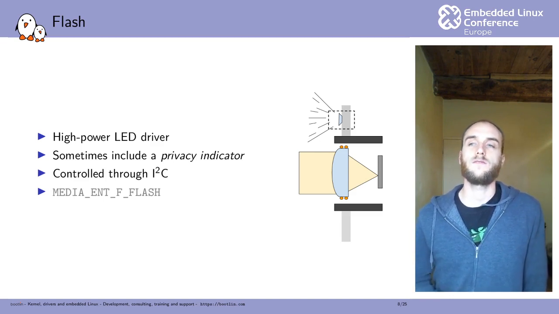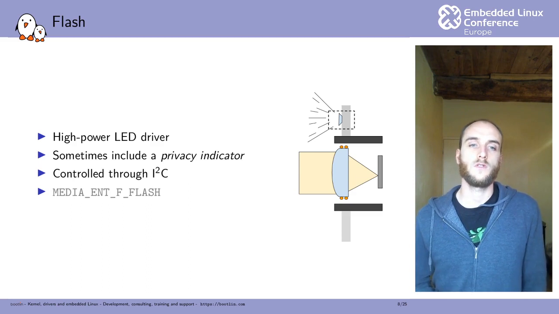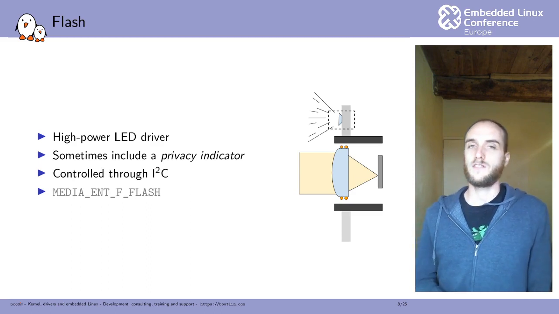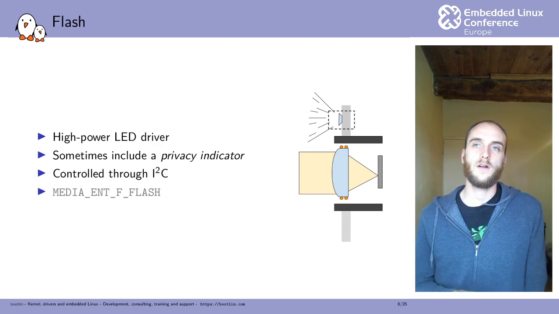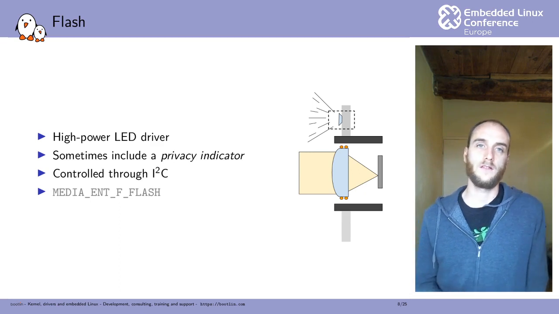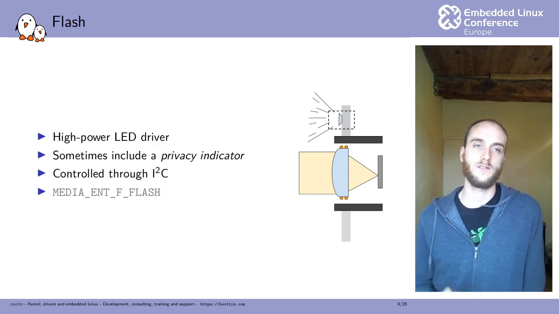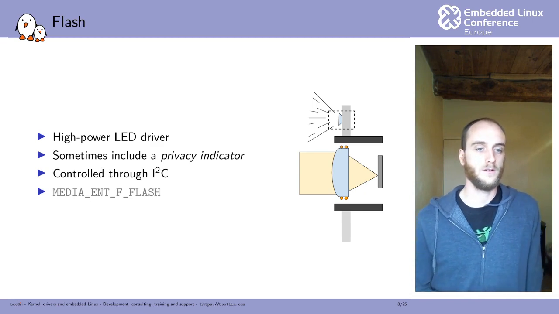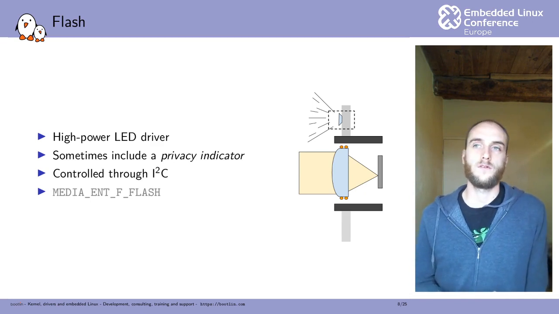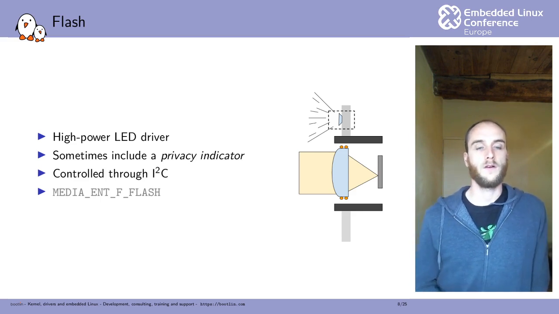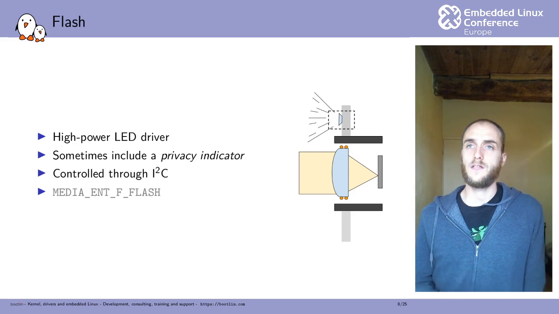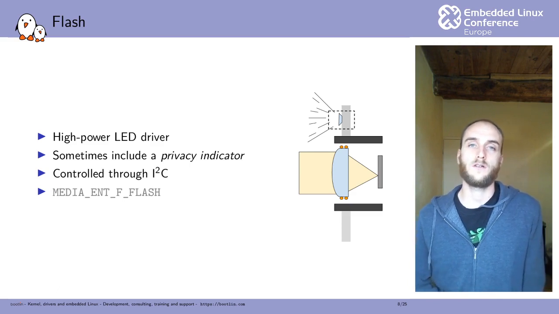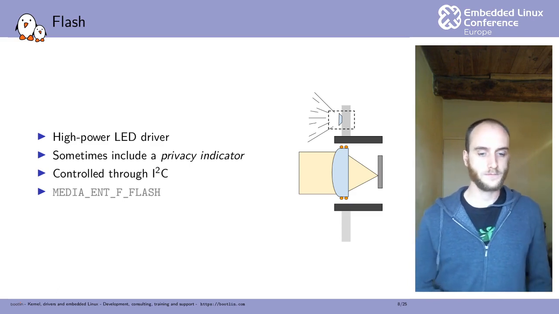And also sometimes this is used to control what we call the privacy indicator, which is the tiny LED that sits next to your sensor and that is on when you are filming and off when the acquisition is not ongoing. So this is very common on laptops, for example, so that you know that it is currently filming you. Once again, there are drivers for that supported in Linux, controlled through I2C, and you have also the proper support in the Media Controller API and Video for Linux.